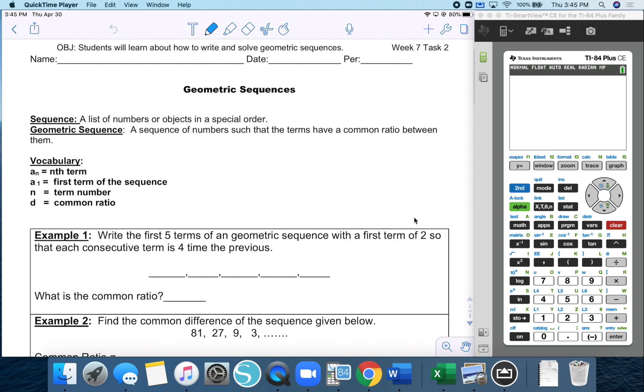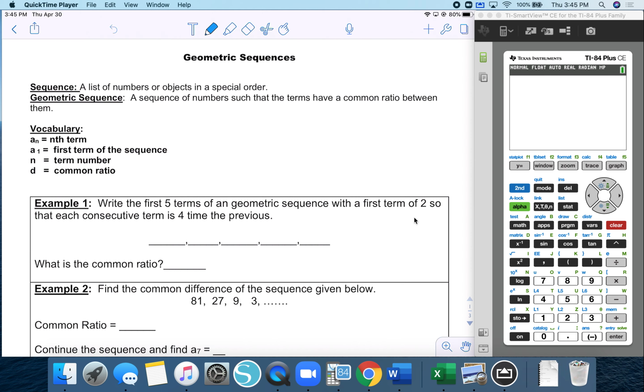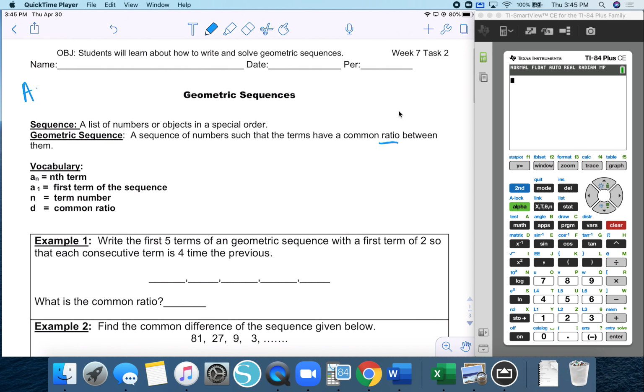Week 7, Task 2 over geometric sequences. So remember, a sequence is a list of numbers or objects that are in a special order. In Task 1, we talked about arithmetic sequences that happen when things are being added to a number before it every time. This lesson is going to be about geometric sequences where they have a common ratio. So the difference is arithmetic is a common difference. Geometric is a ratio. So difference meaning add or subtract, ratio meaning multiply or divide.